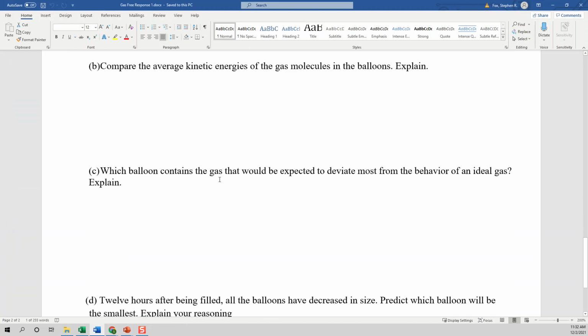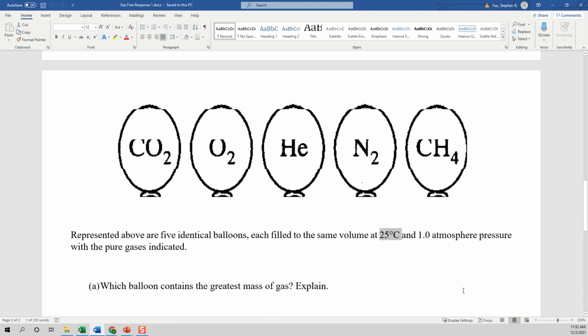Which balloon contains the gas that would be expected to deviate most from ideal gas behavior? Because we're not at an extreme pressure, we don't have to worry about particle volume, and because we're not at an extremely low temperature, we don't have to worry about intermolecular forces. But the gas that would deviate the most from ideal behavior, because we're not told extreme conditions, would be the gas with the greatest intermolecular forces.